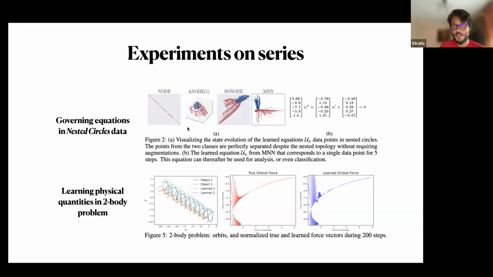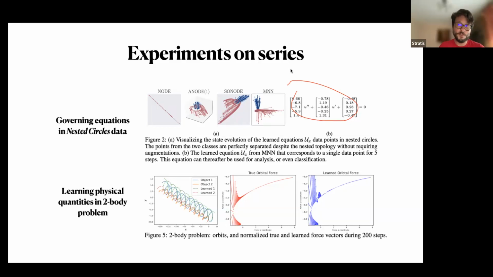So in the nested circles data, we were able to get quite good separation comparable to neural ODE variants. And on top of it, while neural ODEs wouldn't be able to describe in a compact form the function that describes the data, this was literally the equation that we got describing a single data point for 5 steps. So basically, you can take this equation and do whatever you want. You can plot it, you can analyze it, you can extrapolate to the future. You can even use it for classification.